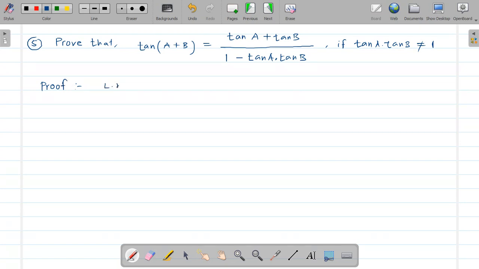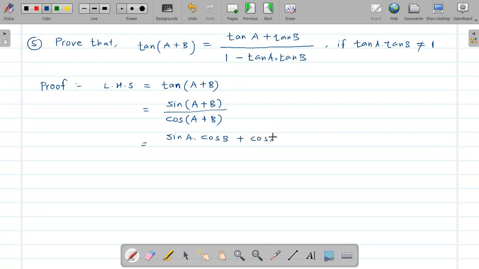So take the LHS, that is LHS is equal to tan of (A + B). Now tan of (A + B) can be expressed as sin of (A + B) upon cos of (A + B). Now you know the compound angle formulae for sine and cosine ratio. So here sin(A + B), all of you know, is nothing but sin A cos B plus cos A sin B. So just apply the sin(A + B) formula here, then divided by cos of (A + B), which means what?